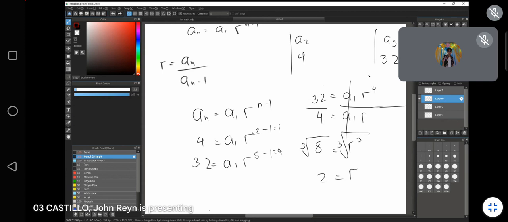So continue on. After we divide it, we'll try to remove the cube here in r. To remove that, we have to cube root both sides. So the cube root of 8 would be 2. The cube root of r cubed, that would cancel with the radical sign. So it would just be left with r. Then there is our common ratio.